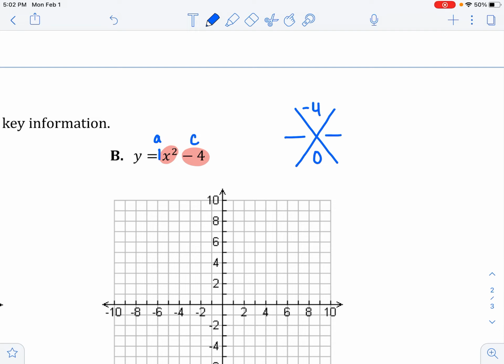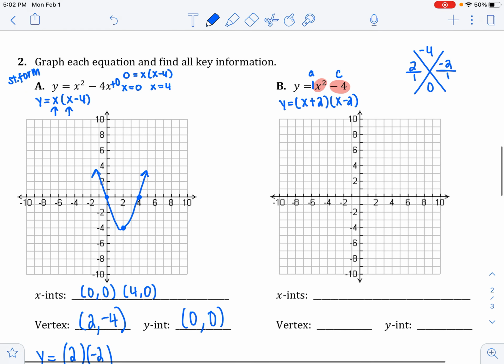C is negative 4. A times C is negative 4. So I need 2 numbers that multiply to give me negative 4 and add to give me 0. 2 and negative 2. Divide by A, which is 1. So this factors to Y equals X plus 2 times X minus 2. I chose these two because they look very similar. In fact, they're exactly the same, but one has an X on the front, one doesn't. One has a GCF. The other one, you have to use the X method to factor it.